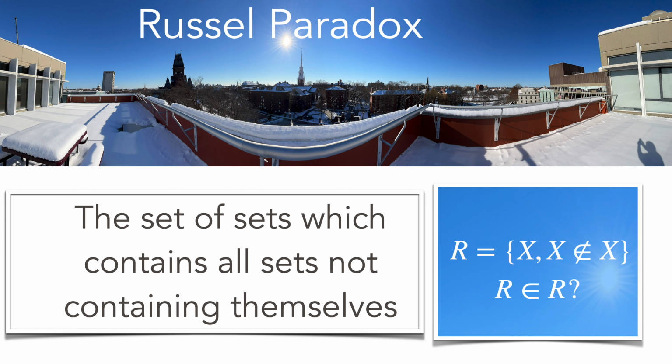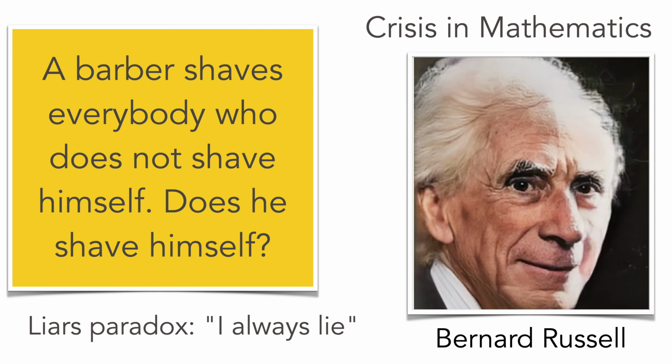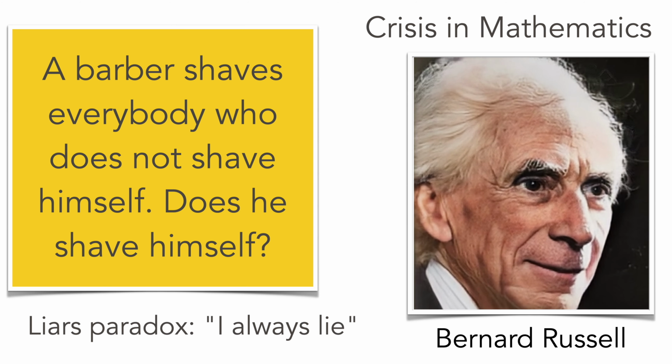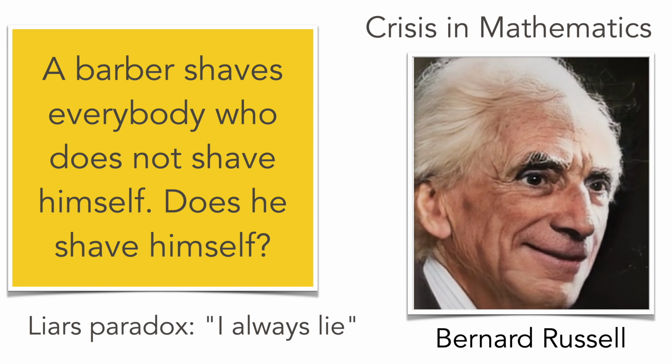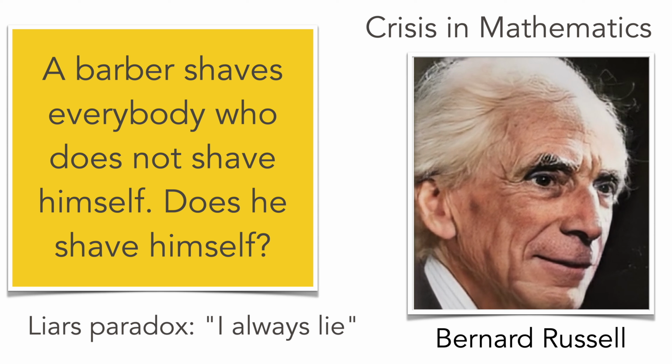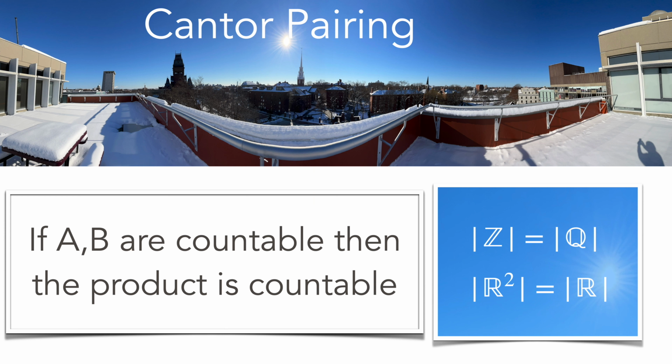Bertrand Russell defined the set of all sets which do not contain themselves. Does this set include itself? It's a seemingly funny paradox, but it produced a crisis in mathematics. And it's based on the liar's paradox, which the Greeks already were aware of: I always lie. A barber shaves everybody who does not shave himself. Does he shave himself? That is how Russell popularized this paradox. But it was a serious problem, and it needed some work to axiomatize set theory properly.